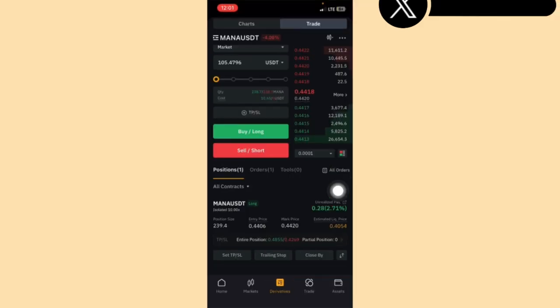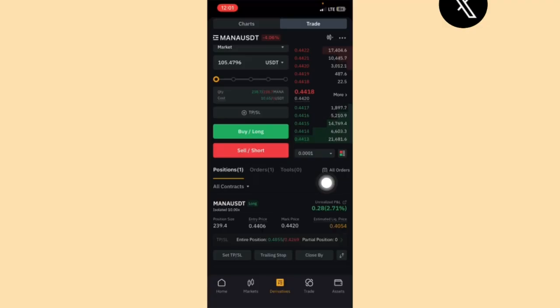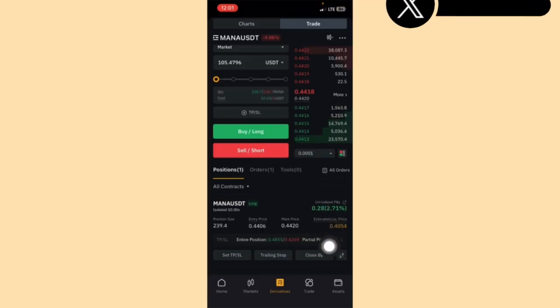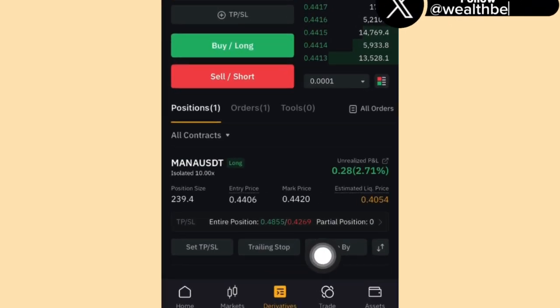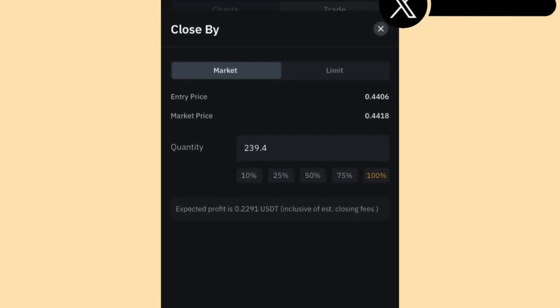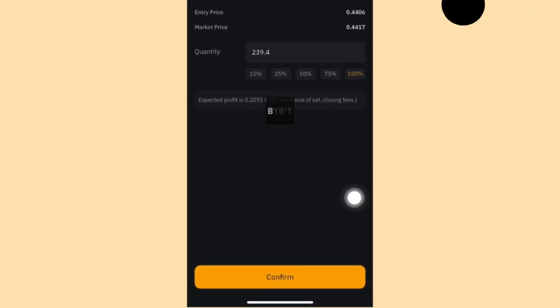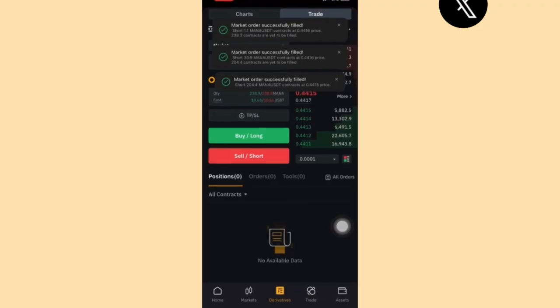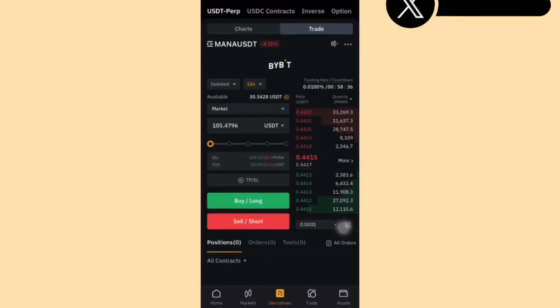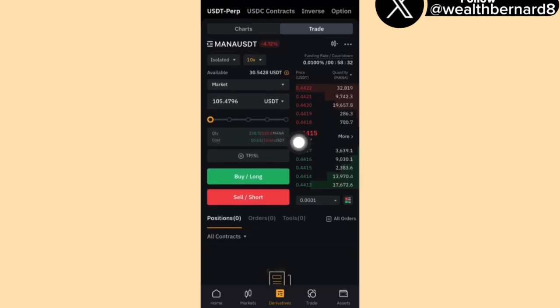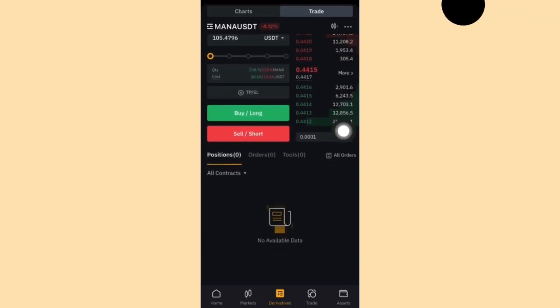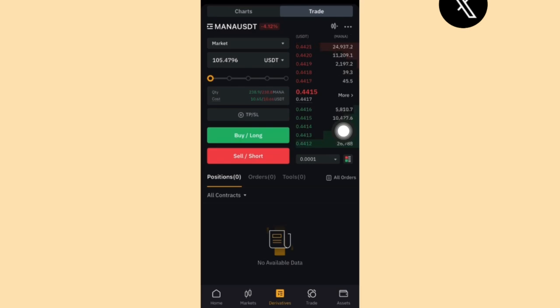Once you have actually gotten your TP and your stop loss, the next thing you want to do is to close the trade right there. For you to close the trade, all you have to do is to come down below. It says close by. Click on close by, leave it at market right there, and click on confirm. Boom, you've closed the trade, and you're going to see that we've actually closed our trade and we've gotten a little profit right here. I actually don't want to allow this trade to run more, so that's how you're going to do this simple trade.